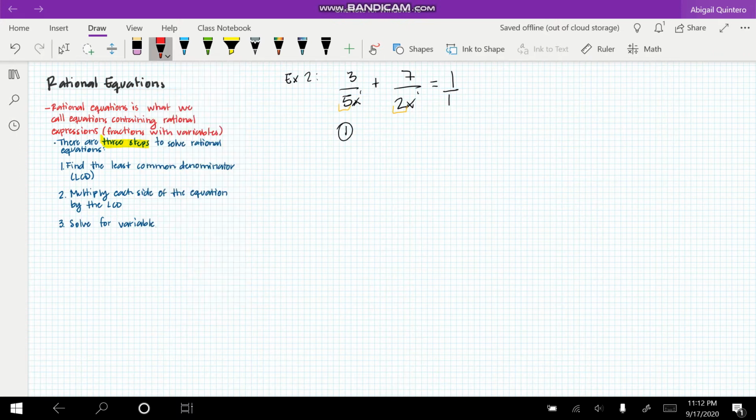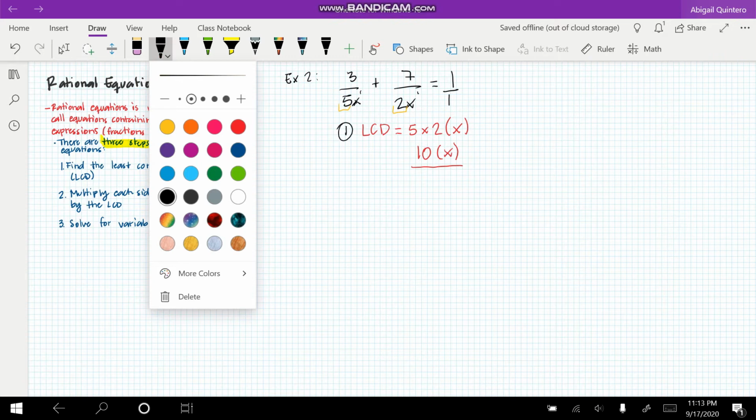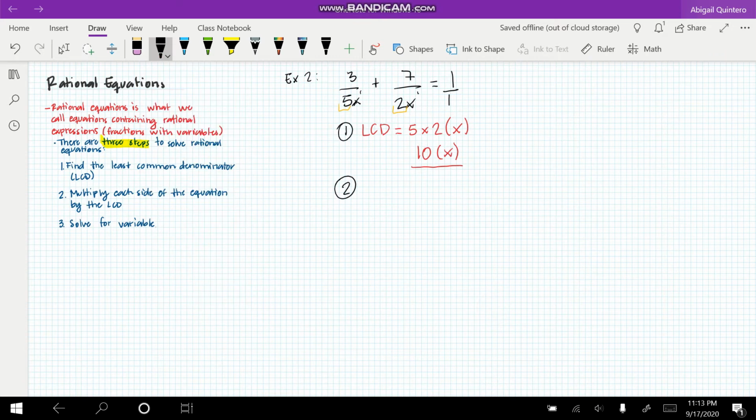Given that 5 and 2 are prime numbers, then all we need to do is find their product. So 5 times 2 equals 10, right? However, we're going to include that x that they both have. So our LCD is 10x. So on step 2, we're going to be multiplying the entire equation by 10x.